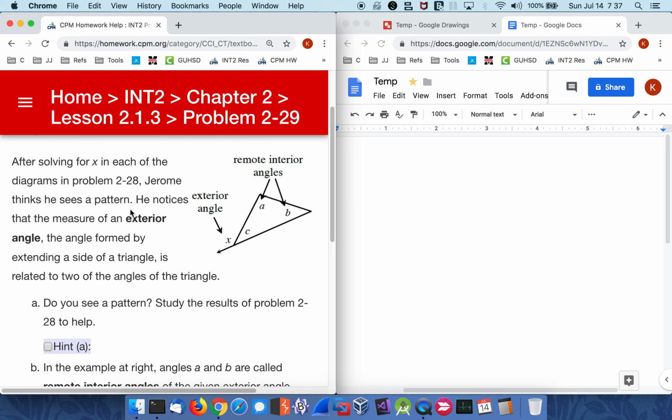He notices that the measure of an exterior angle, the angle formed by extending a side of a triangle, is related to two of the angles of the triangle. So here we've got the exterior angle x and the two interior angles A, B, and the third one C, right across from x. It says, do you see a pattern? Study the results of problem 2-28 to help.